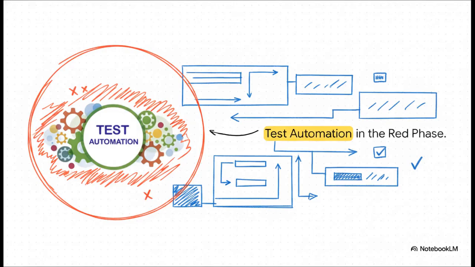So in the red phase, our primary directive is to proactively automate our unit tests, knowing full well that they are going to fail initially. I know this feels kind of counterintuitive to a lot of new developers. Why write a test for code that doesn't even exist yet? Well, because the test becomes the blueprint.